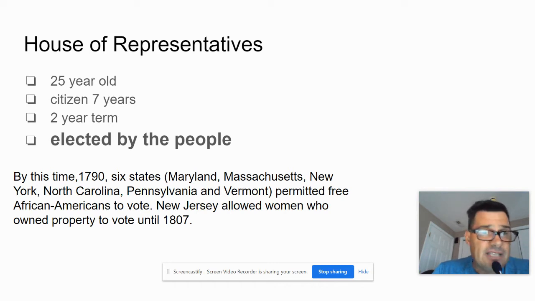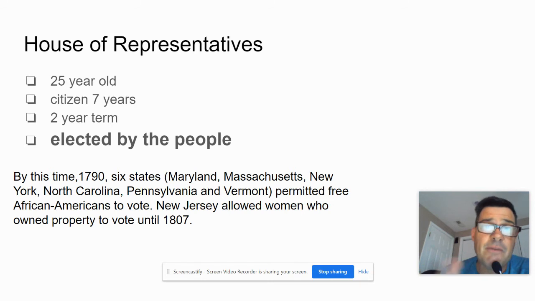And all the new states that came in after 1790 had no requirement to own property in order to vote. Most of the original 13 states actually got rid of the property requirement fairly quickly after this, although Virginia, I think, wasn't until the 1840s or something. But the point is that America is very far in front of the rest of the world, because nowhere in the world really could anybody vote except in the United States. So pretty cool that we were kind of ahead of everybody when it comes to those sorts of things.